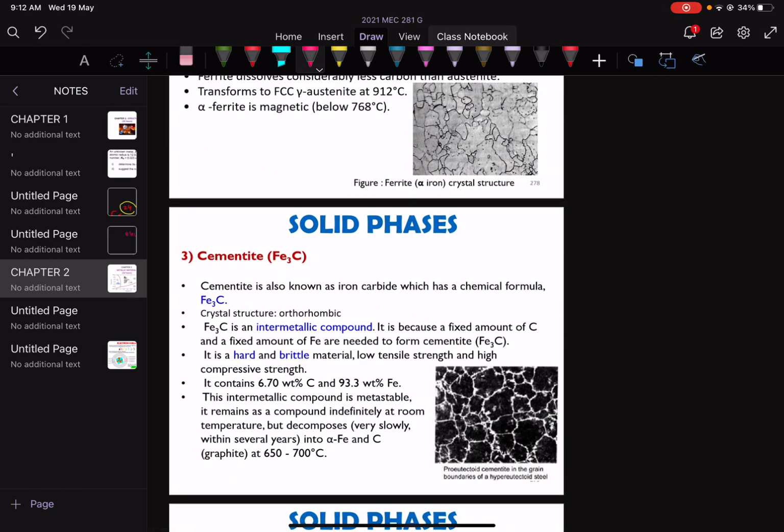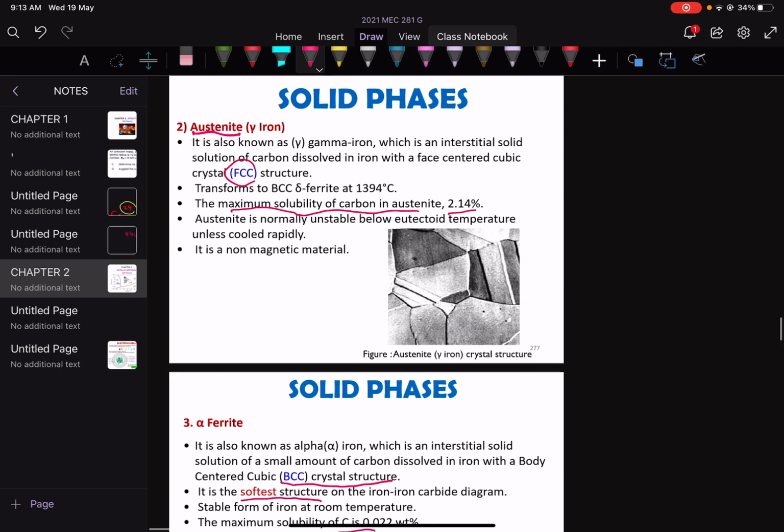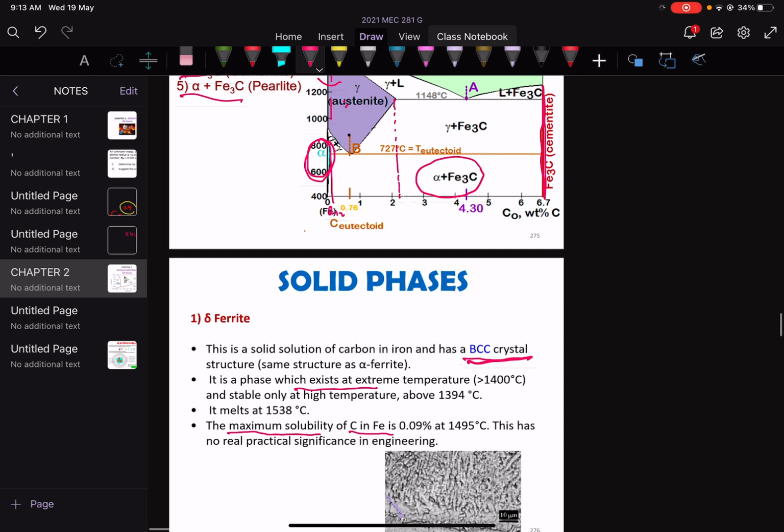For cementite, or Fe3C, cementite is an intermetallic compound, because a fixed amount of carbon and a fixed amount of ferrum are needed to form cementite. So this carbon plus ferrum, in order to become cementite, the amount must be fixed. So what is the amount? It contains 6.7% of carbon and 93.3% of ferrum. That is why it is happening at the end of your phase diagram, 6.7.